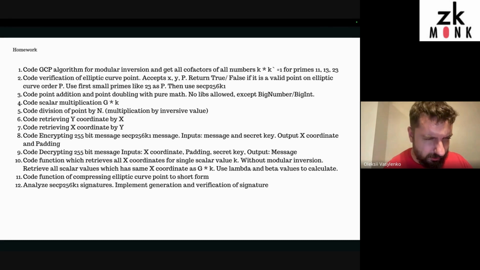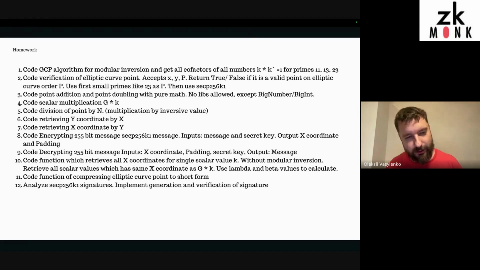Code division of a point by some number. So it's the same as multiplication, but with the inverse value. This is like tasks 4 and 1 together. You already have coded the inversion algorithm, you have already coded multiplication, you just need to plug them together.